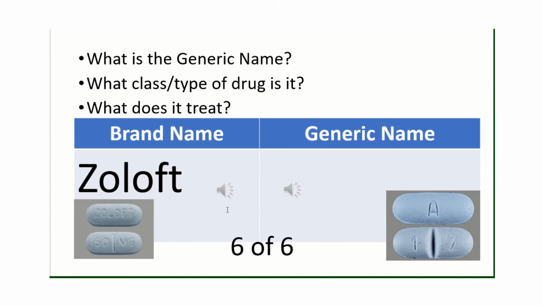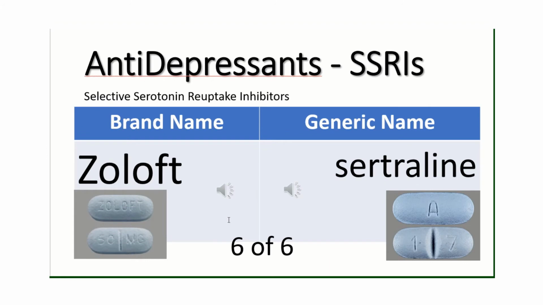What is the generic name for Zoloft? What type of drug is Zoloft? What does Zoloft treat? The generic name for Zoloft is sertraline. Zoloft and sertraline are SSRI antidepressants.